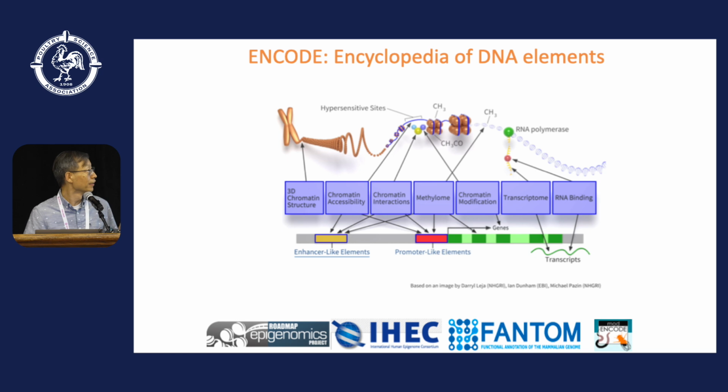It's called Encyclopedia of DNA Elements. Basically, a gene has exons and introns. This is a promoter close to the transcription start site, and the enhancer far away, right? Those are all different types of high-throughput epigenomic assays.